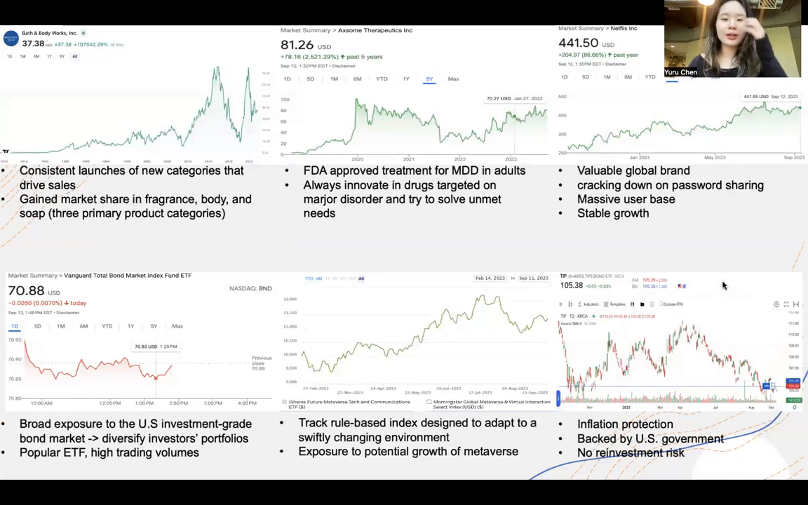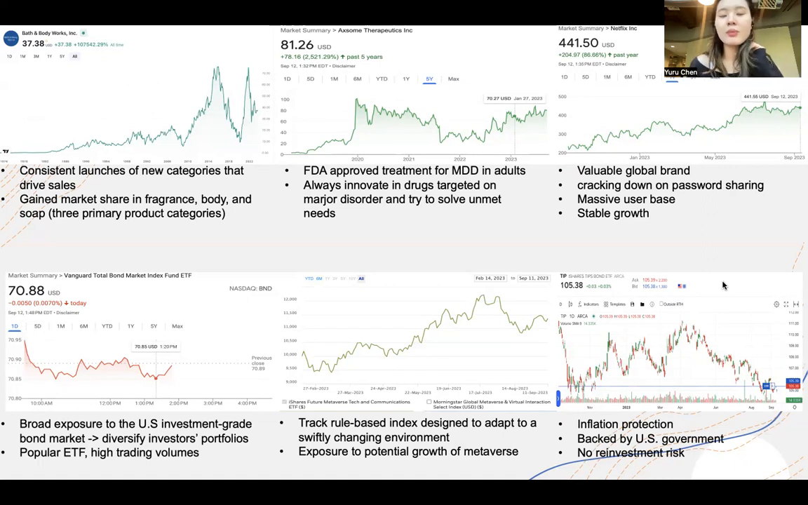So those are several graphs of the closing prices of the stocks and bonds I bought. For example, for Bath and Body Works, I bought their stocks because I could see that this company has consistent launches of new categories that significantly drive the sales. Also, it can gain market share in fragrance, body, and soap, which are the three primary product categories.